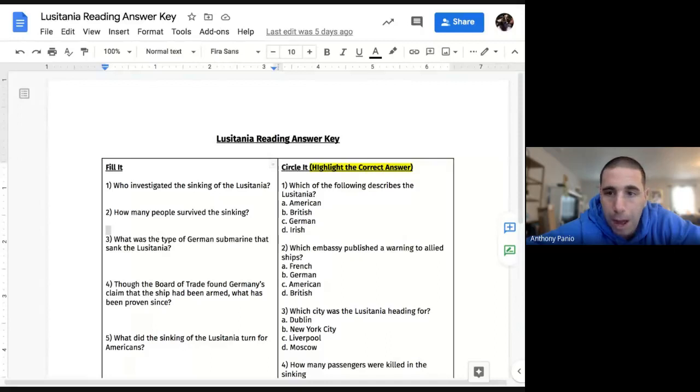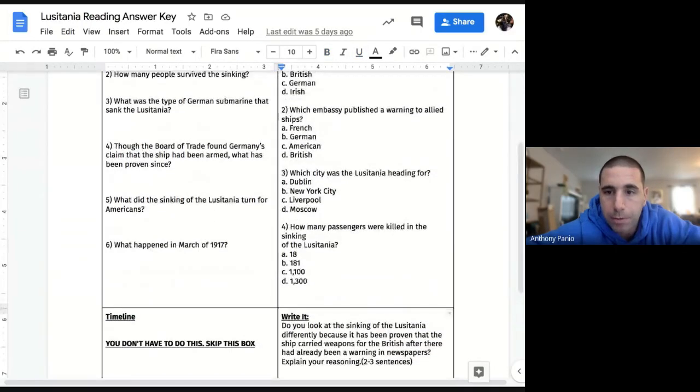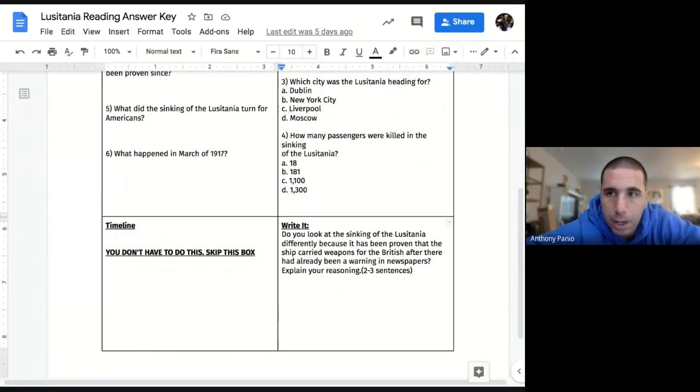All right, I want to stop talking so you guys can do as much of the work as possible. I'm sure this lesson is very choppy. One thing, you don't have to do this box, skip this box. Everything else you need to do: the top left, the top right, the bottom right. All right, so you guys are on your own. I'll be here for the next 20 minutes. Let me know if you have any questions.